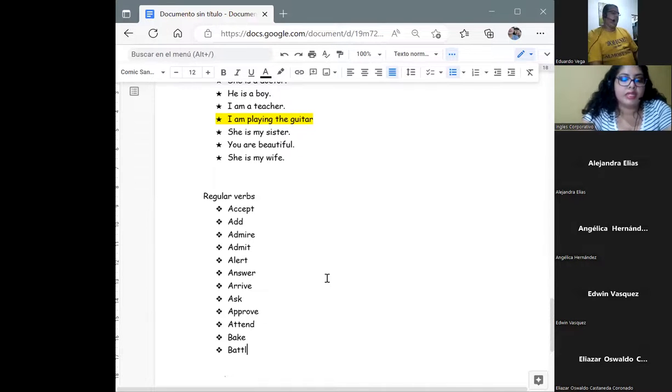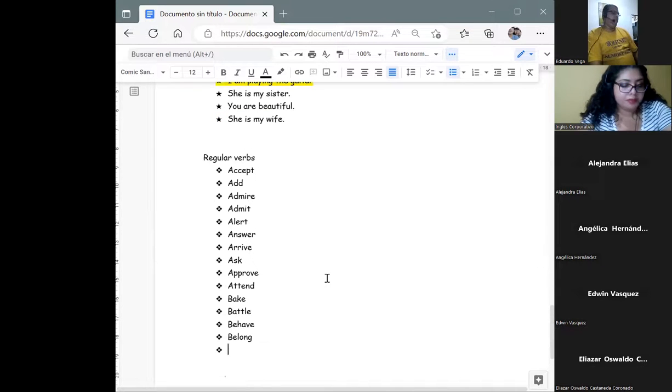Battle, que es como batallar o batalla. Behave, que es comportar. Belong, pertenecer. Blink, como pestañear. In this case, book es como reservar, no es libro. Burn, quemar.